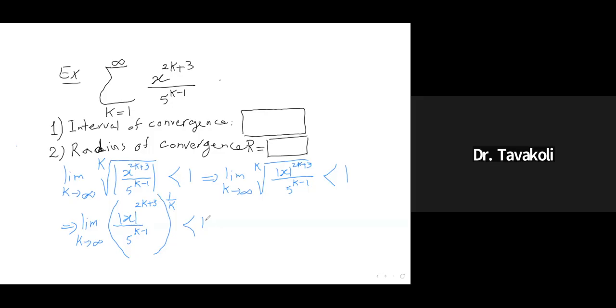Which means that the exponents of the numerator and the denominator should be multiplied by 1 over k. So let me rewrite this over here. The limit as k tends to infinity, absolute value of x to the power of 2k plus 3 over k, and at the bottom, 5 to the power of k minus 1 over k.